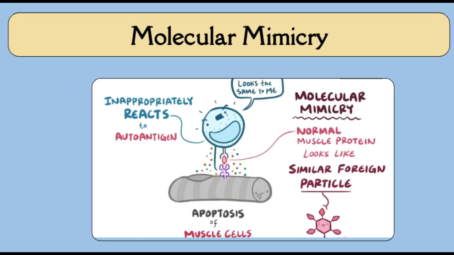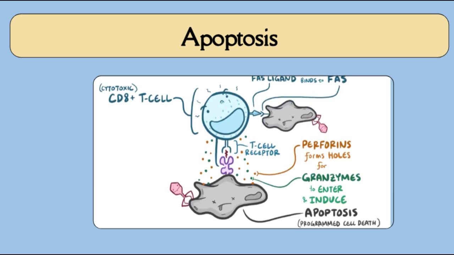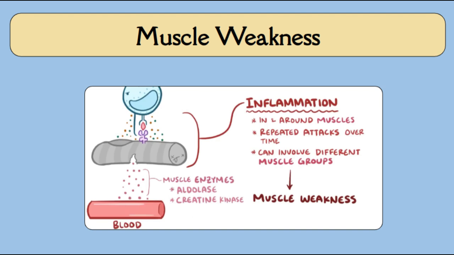However, with this disease, the immune system mistakenly attacks muscle cells, thinking they are harmful. This happens when certain immune cells, like T cells, recognize autoantigens as threats. These immune cells then release signals that cause inflammation and directly damage muscle cells. Over time, this repeated immune attack leads to apoptosis, which is programmed cell death of the muscle cells.